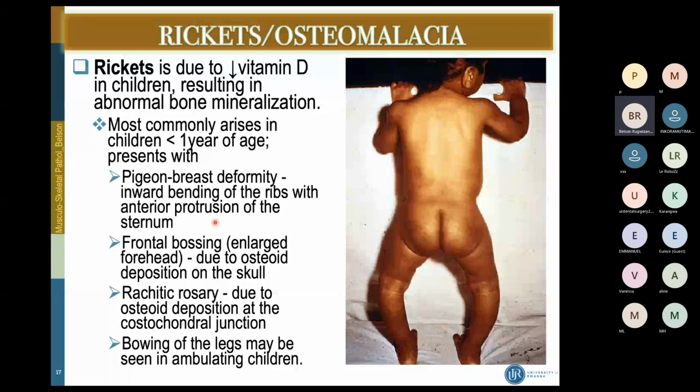They have a frontal bossing, enlarged forehead due to osteoid deposition in the skull. Rachitic rosary due to osteoid deposition at the costochondral junction. And have a bowing of the legs, may be seen in ambulating children, as you can see on this chart here.